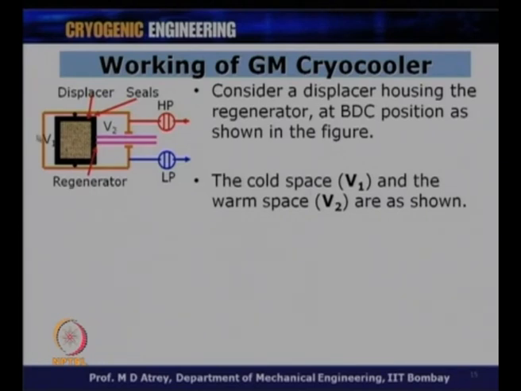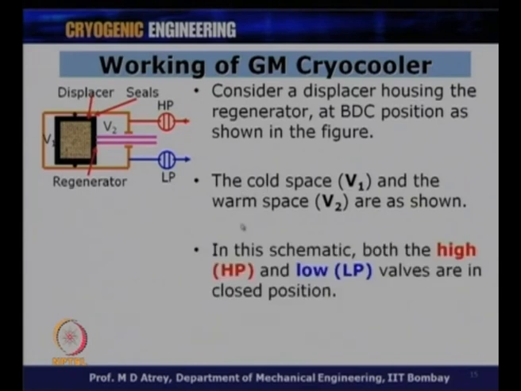So, the cold space is going to be at V1. We are going to create cold at this point. So, the cold space V1 and the warm space V2 are as shown over here. Similarly, we have a high pressure valve, HP, and a low pressure valve, LP. In this schematic, both the high pressure valve and the low pressure valve are in closed condition. So, these two parallel lines shown are opposing the flow, and therefore, the high pressure gas is going to come from this side, and this is right now in a closed condition. Also, this is shown to be in a closed condition right now. Okay.